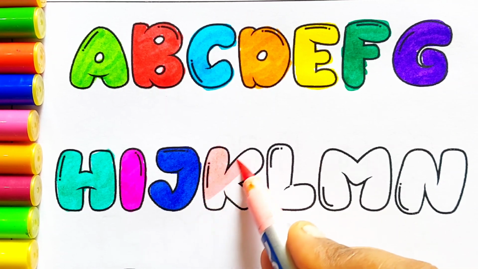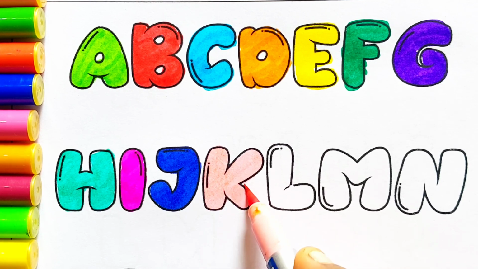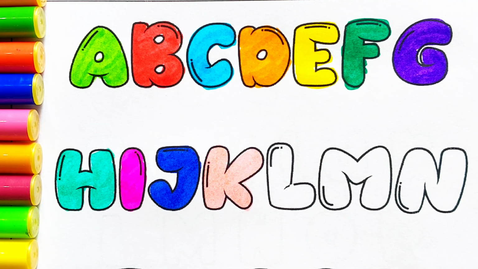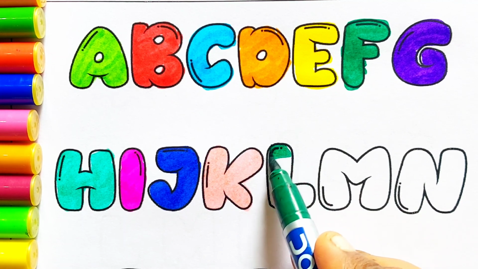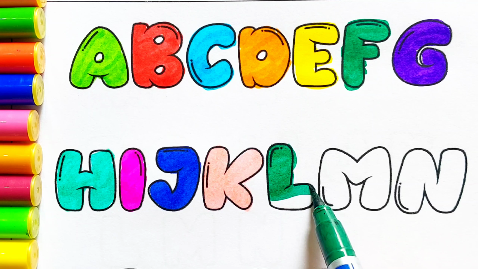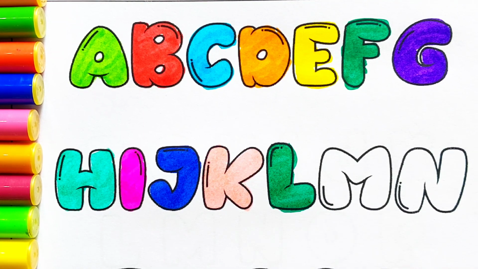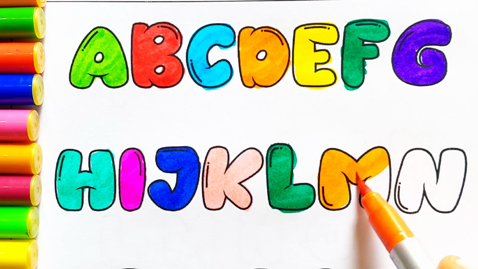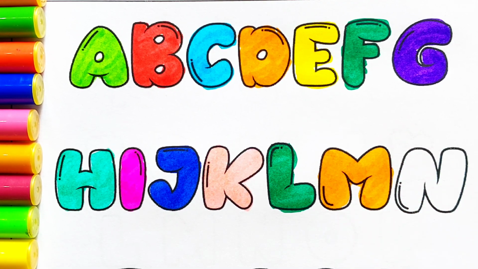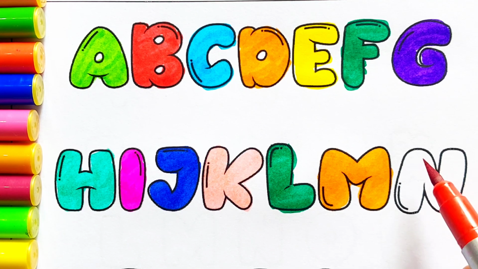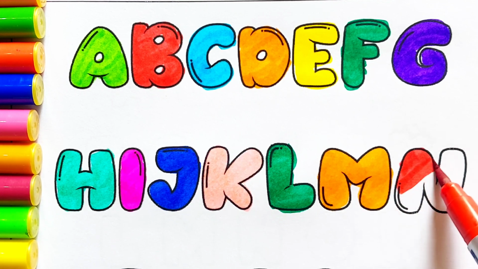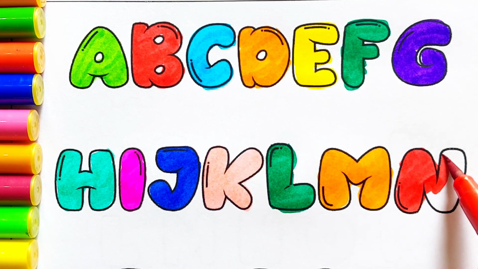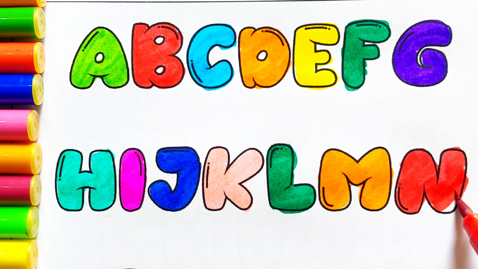K is for kite. L is for lamp. M is for mouse. N is for nest.